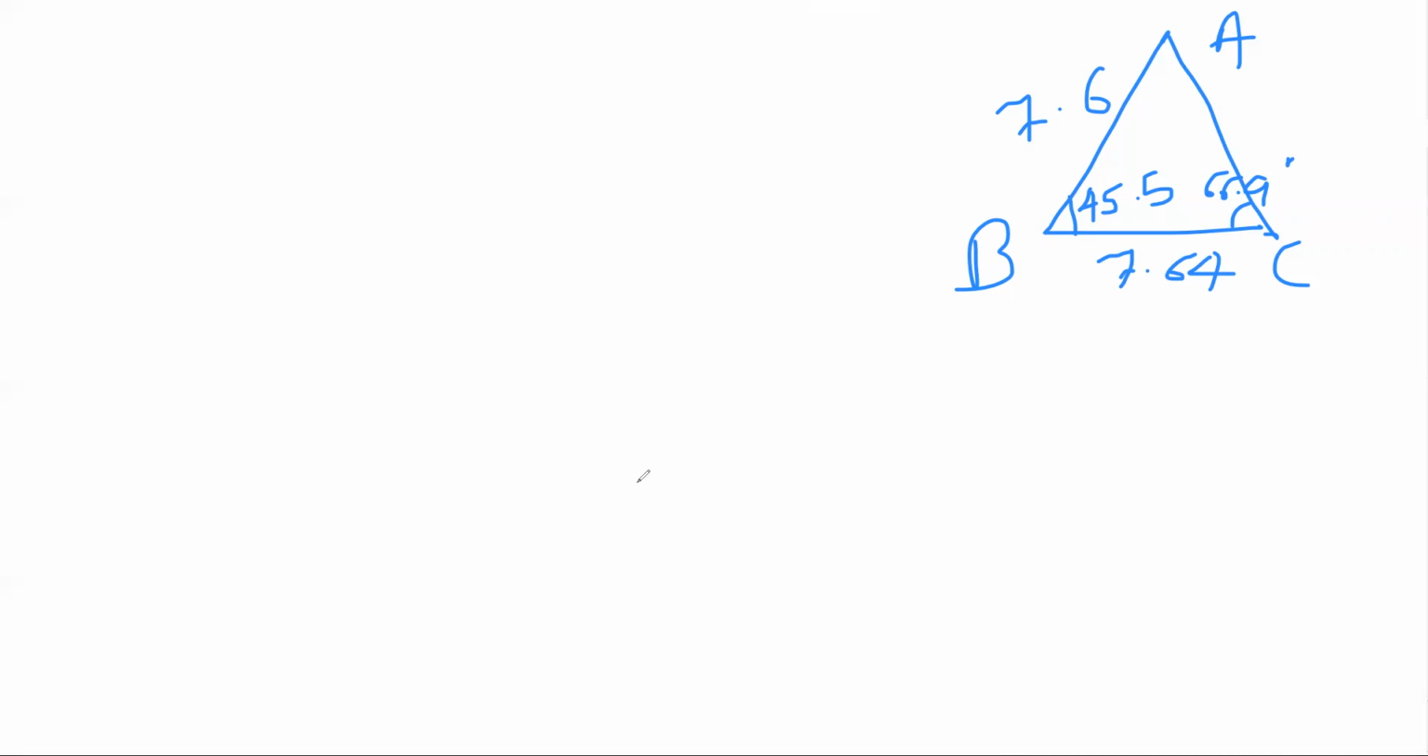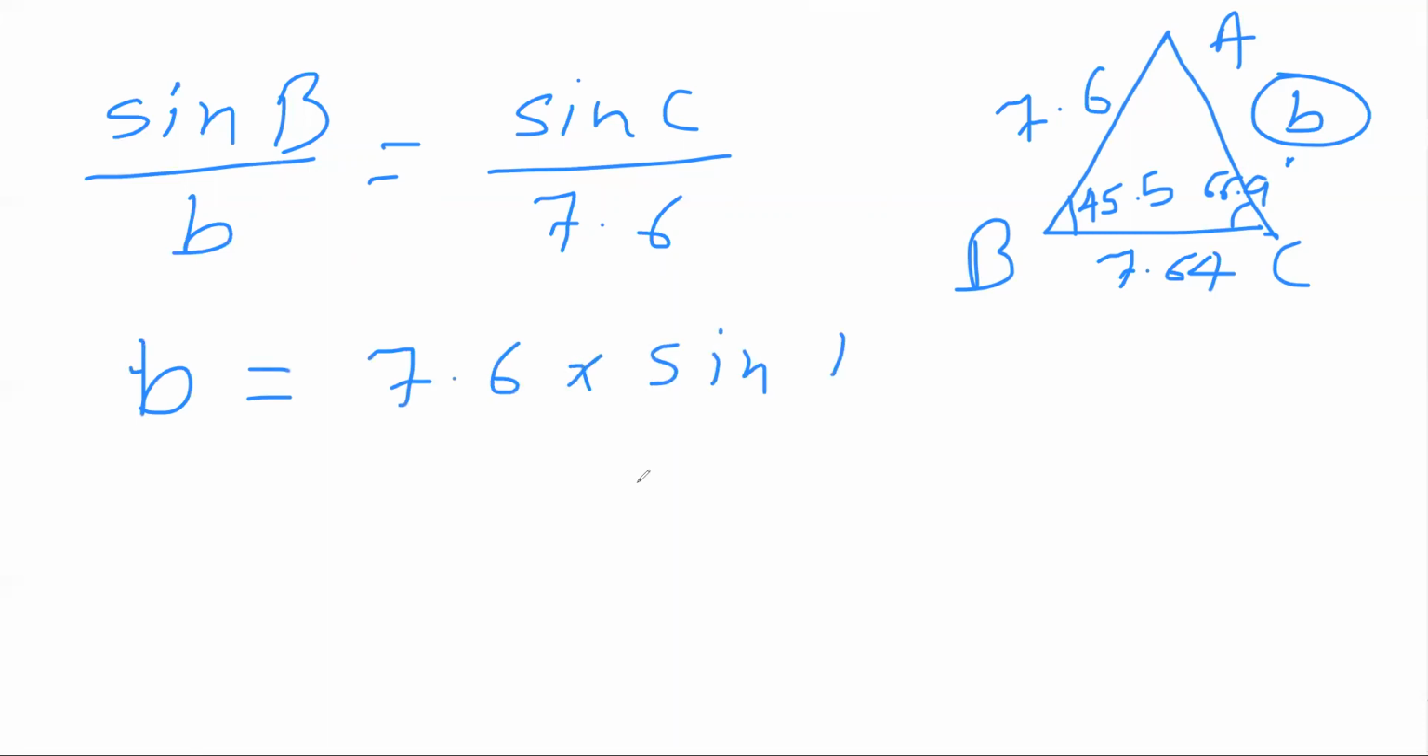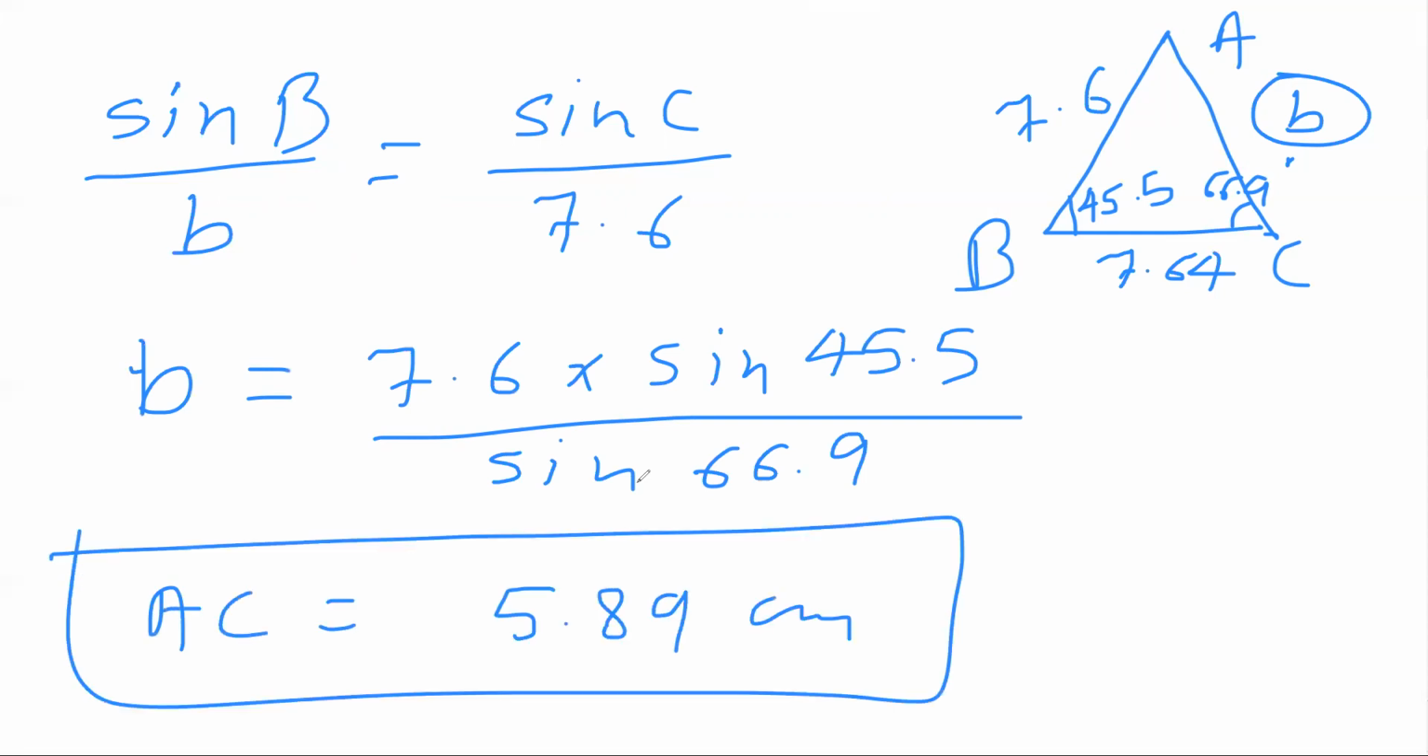Again, we can use sine B over b because this is b here, and that's equal to sine C over 7.6. So again, cross multiply, and we will have b equals 7.6 times sine of 45.5 over sine of 66.9. That will give us AC equals 5.89. You can use your calculator, and that will be your answer.